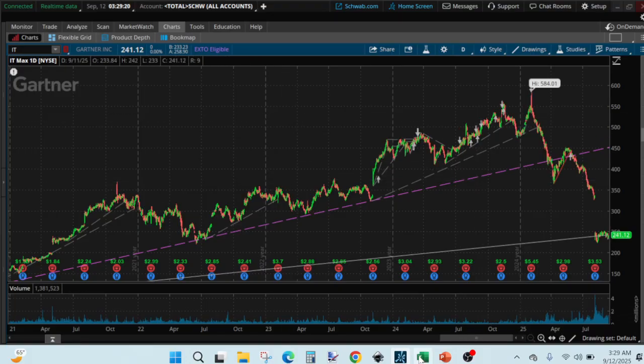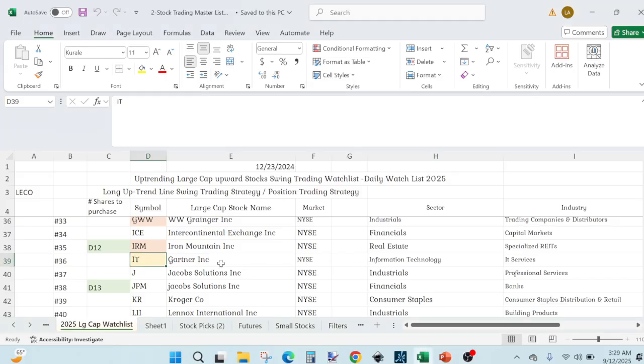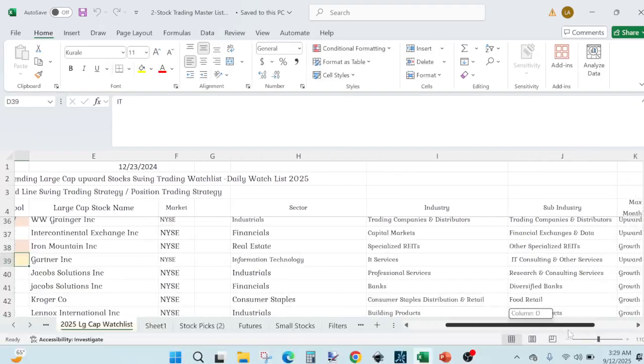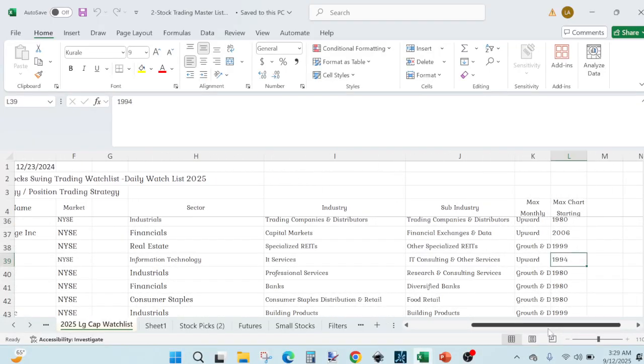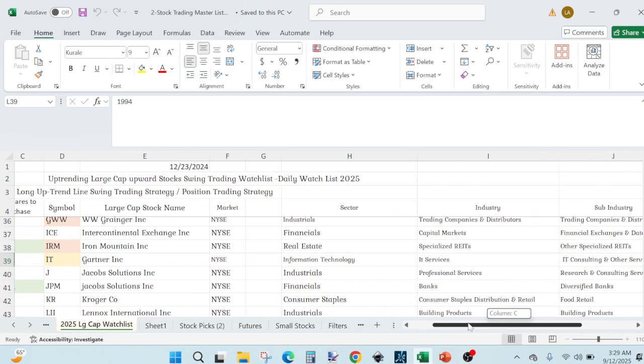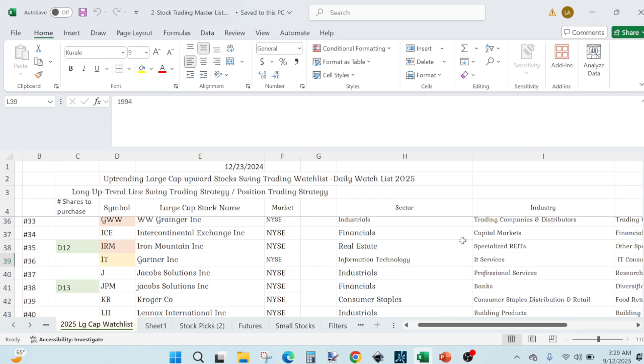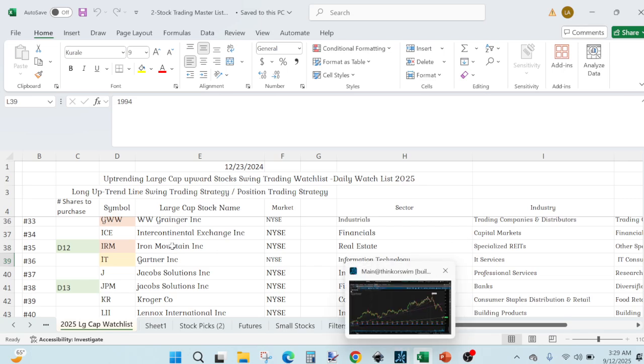What I like to just do though, when I'm curious about a company, is try to see what kind of sector it is in. It's in IT, so it's an IT company. It went public in '94. So I don't know. That's just enough at this point for me.